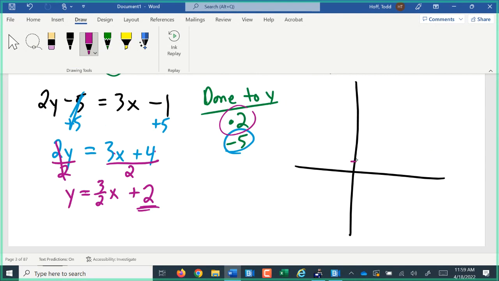So we start out at positive 2, right there. 3 over 2x means we go up 3 and run 2. And our line goes through those points.